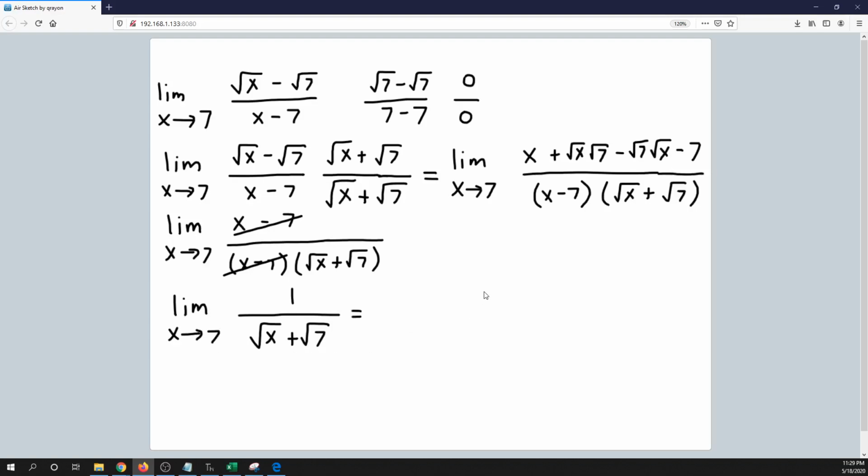When I do that, I get 1 over square root of 7 plus square root of 7. That comes out to be 1 over 2 square root 7s. I have 1 square root 7 here, and I'm adding another one. That's going to come out to be 2 square roots of 7 there. So you have 1 over 2 square roots of 7. You will need to rationalize this expression.